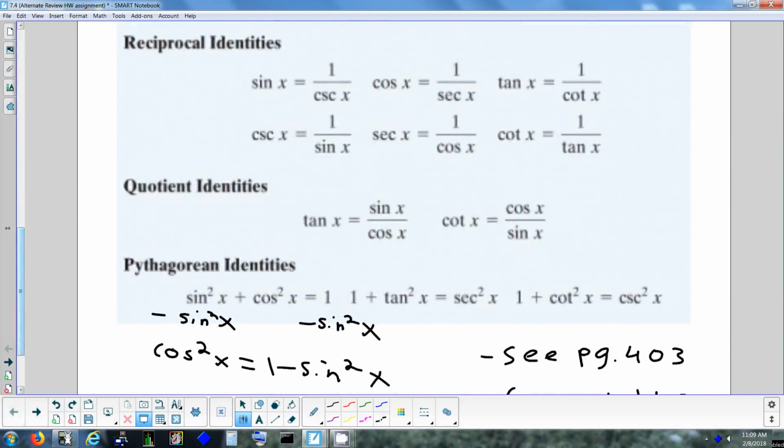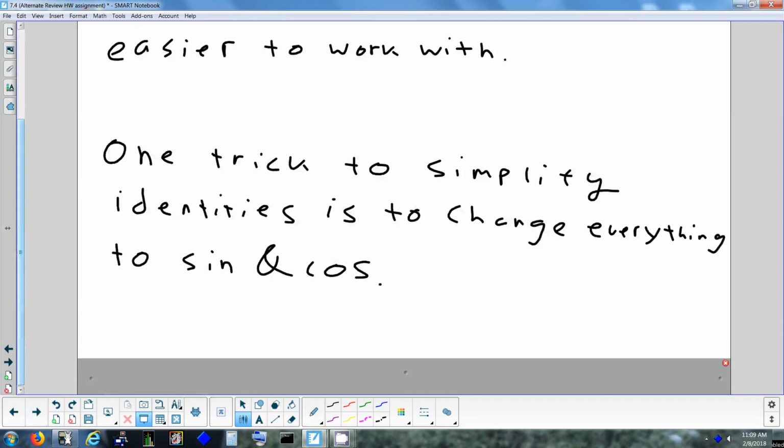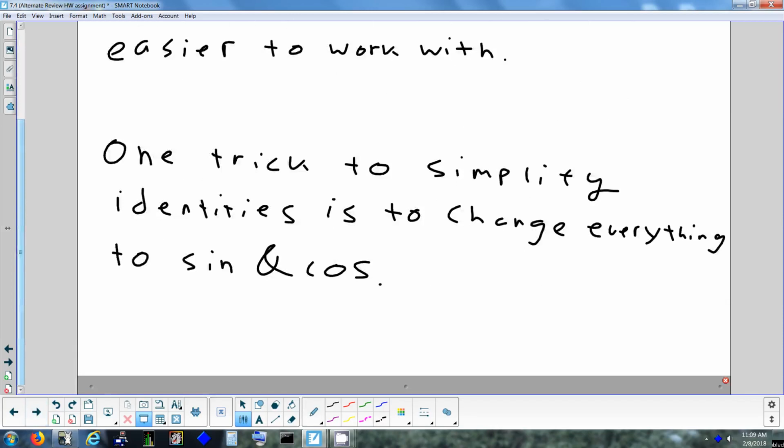Tangent can be written as the quotient of sine over cosine. Cotangent, flip it, cosine over sine. Cosecant, you can write with sine. Secant, you can write with cosine. So every trig function can be written with just sines and cosines. So a lot of times when you change to sines and cosines, some stuff cancels out somewhere.